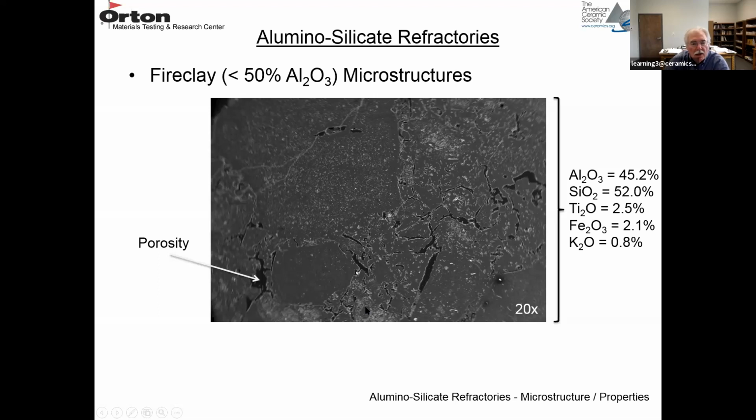So this is an SEM micrograph of a fire clay refractory. Again, the black in these micrographs is going to be the porosity. This is 20x, and this particular fire clay refractory is 45% alumina, 52% silica, and these three materials are also picked up: TiO2, Fe2O3, and alkali K2O.